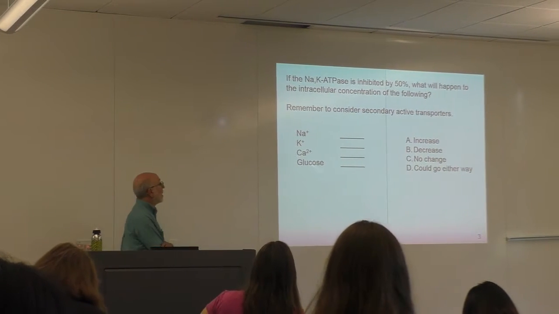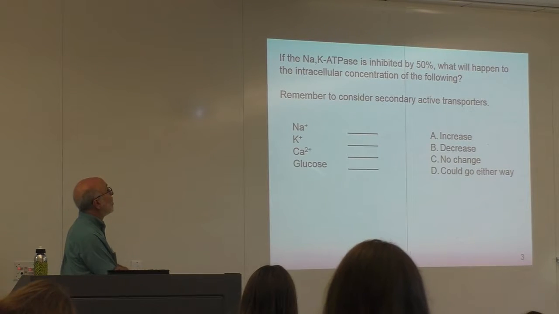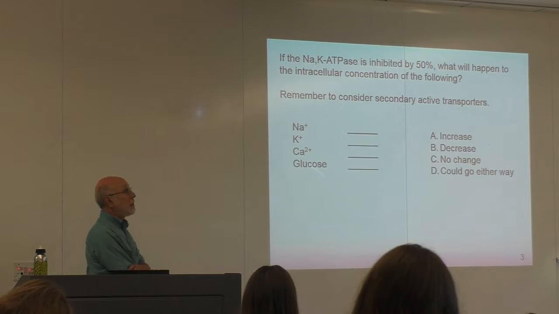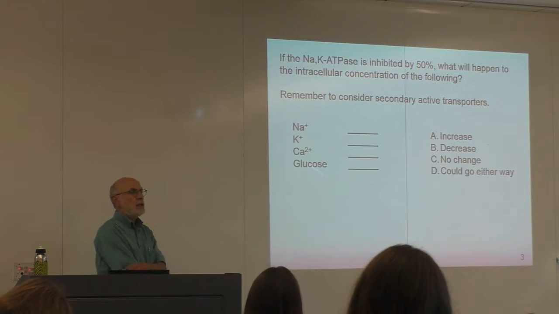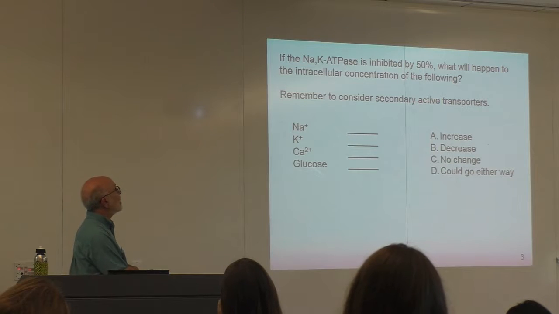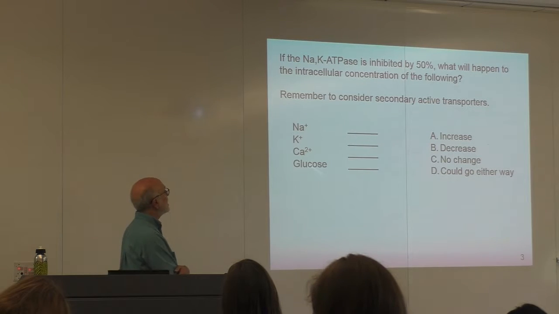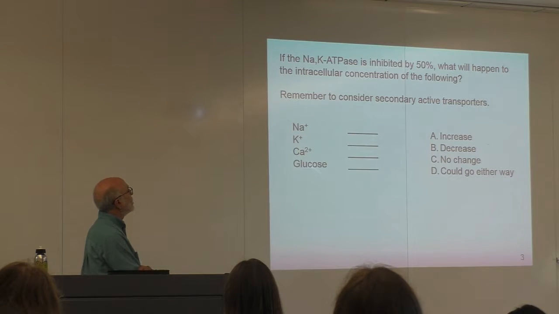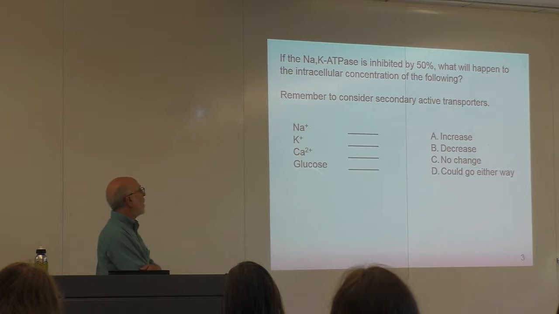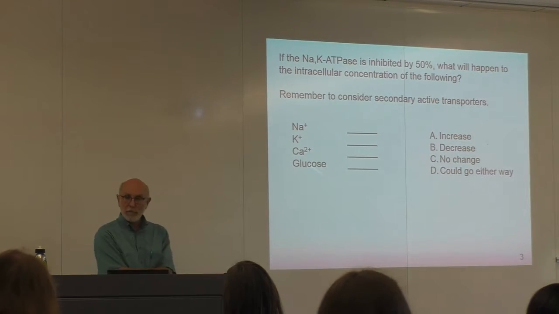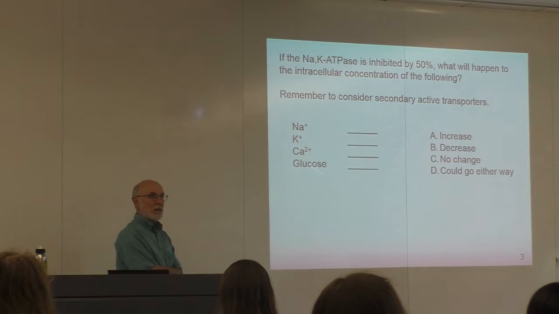All right, so if the sodium potassium ATPase is inhibited by 50%, that's a huge inhibition, what will happen to the intracellular concentration of the following ions? And remember to consider secondary active transporters. So if the sodium potassium ATPase is inhibited, what happens to intracellular sodium concentration? Show me your answer.